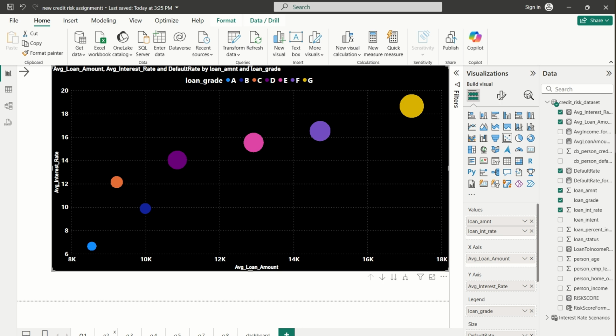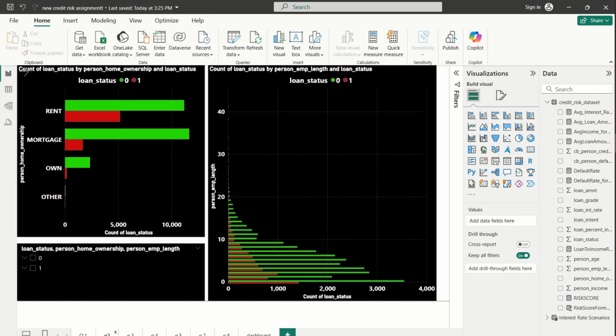Now, moving to question 2. Create a report visualizing the distribution of loan status across different employment length and home ownership status, which combination shows the highest default rate. So for this, I have used a clustered bar chart and one slicer for filtering the data.